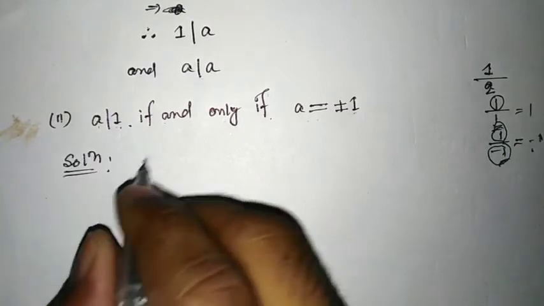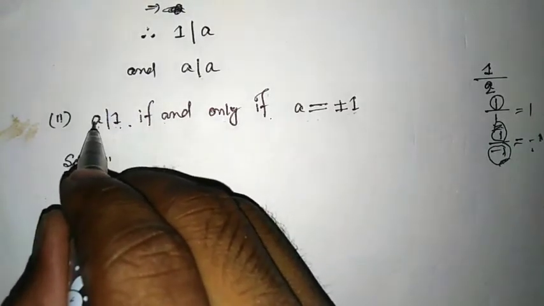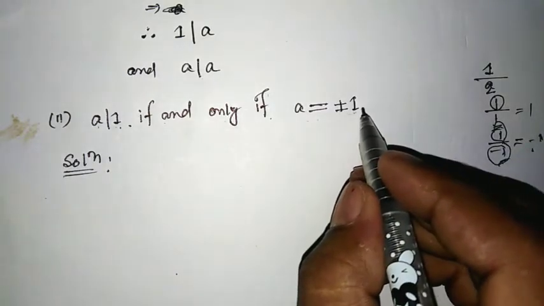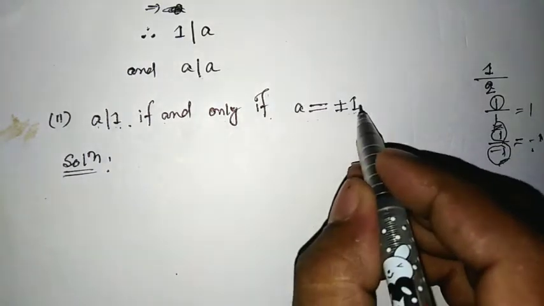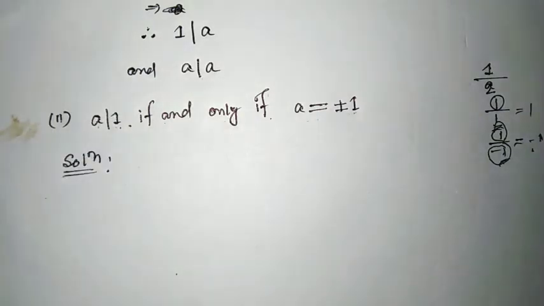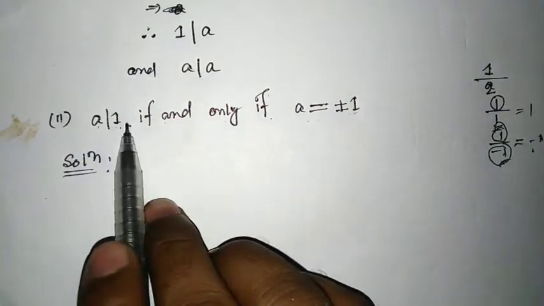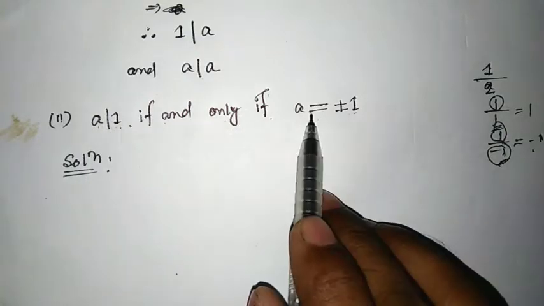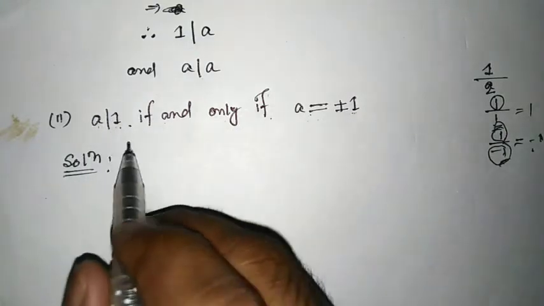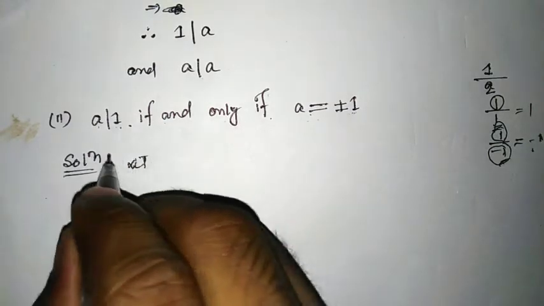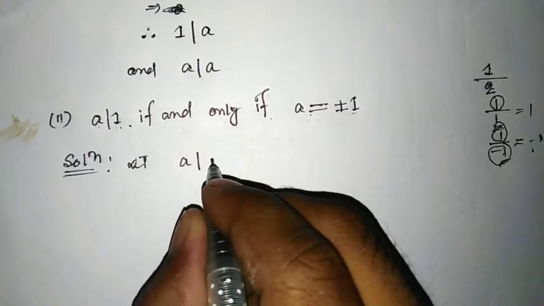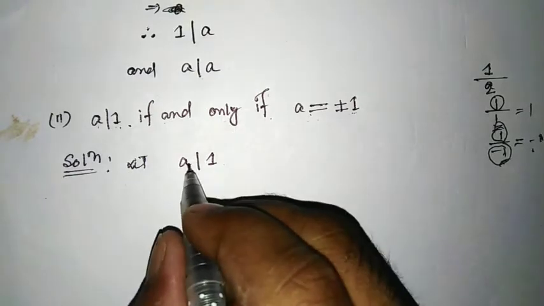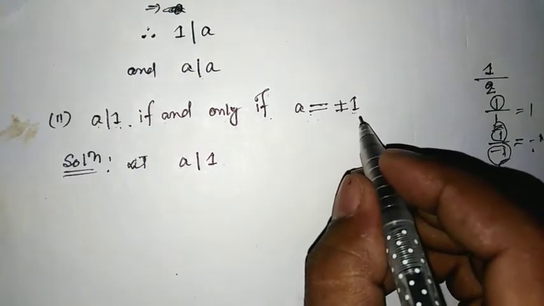First of all, we will let that a divides 1, then we will prove that a is equal to plus minus 1. So either you can take a is equal to plus minus 1 and then prove this one, or first of all you can assume it, then you have to prove this one. So first of all, we have considered that a is dividing 1, it is assumed. Now we will prove that the value of a is plus minus 1.